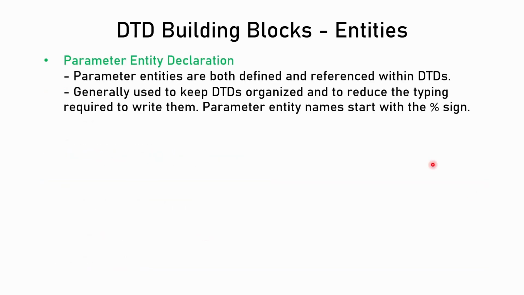Now we move on to parameter entity declaration. So parameter entities are both defined and referenced within DTDs. They are generally used to keep DTDs organized and to reduce the typing required to write them. Essentially, what this means is parameter entities are used to lessen the number of things that we need to write inside our DTD files. So let's think of an example when that can actually be necessary.